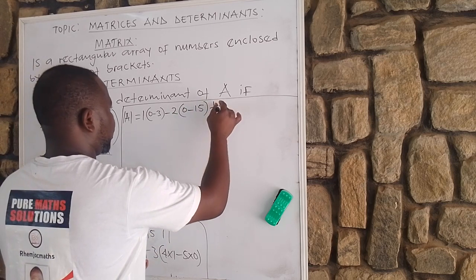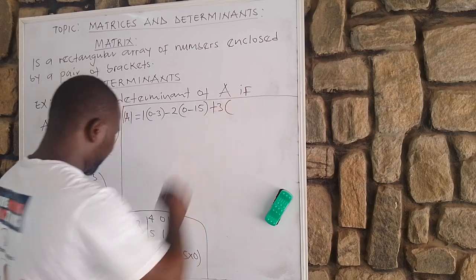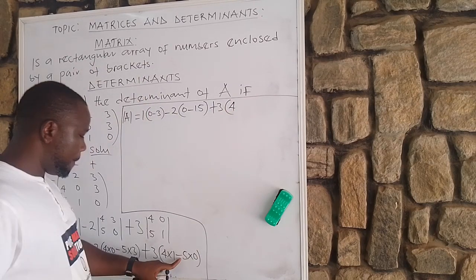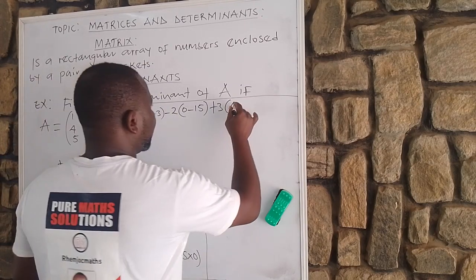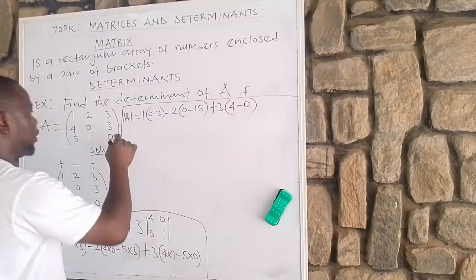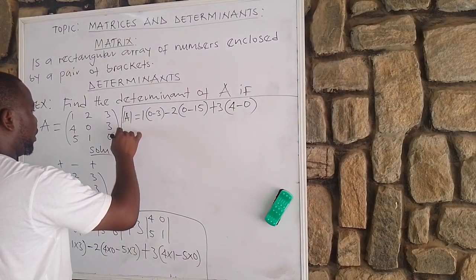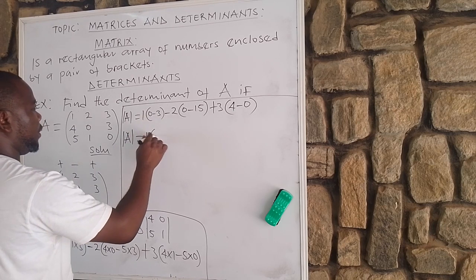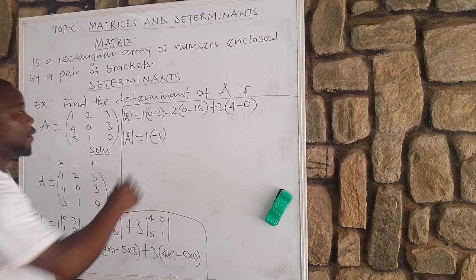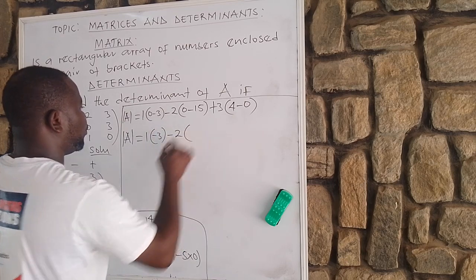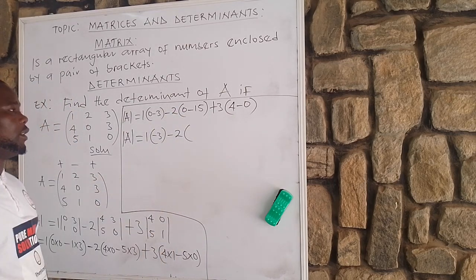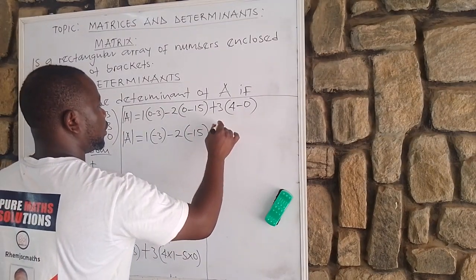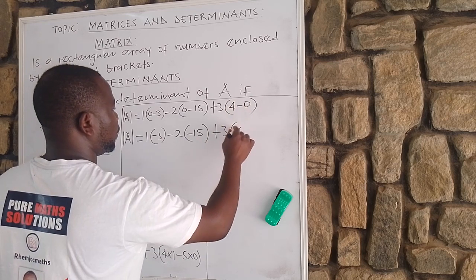Then what do we have here? Plus 3, open brackets, 4 times 1 is 4, then minus 5 times 0 is minus 0. So I said I will break it down for you. 0 minus 3, minus 3. Take note. Then what we have? Minus 2, open bracket, 0 minus 15, minus 15, plus 3, 4 minus 0 is 4.